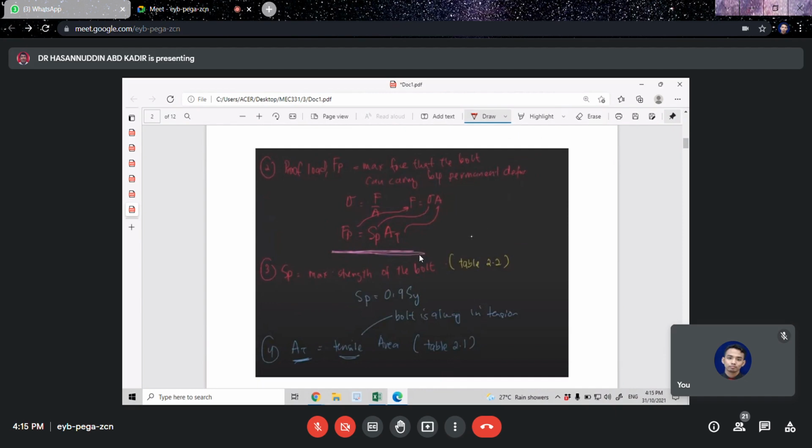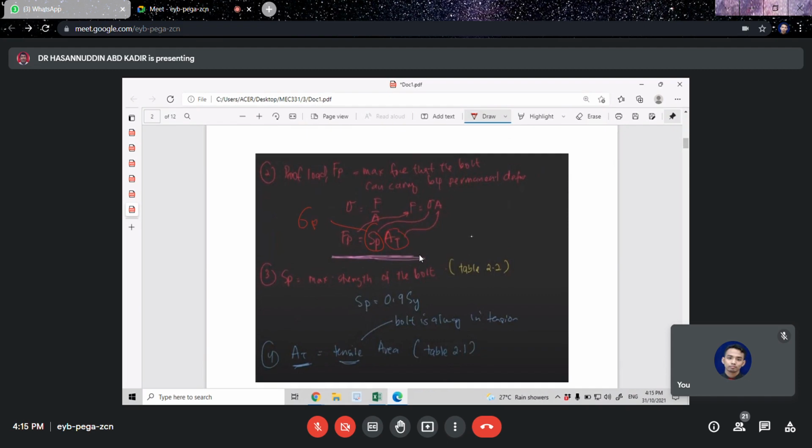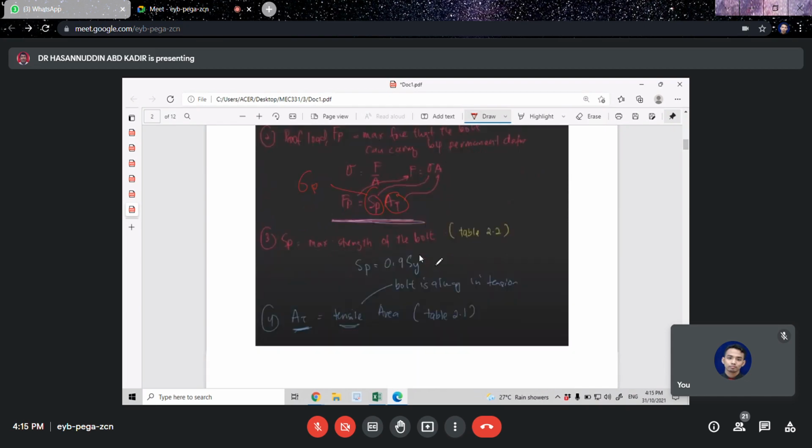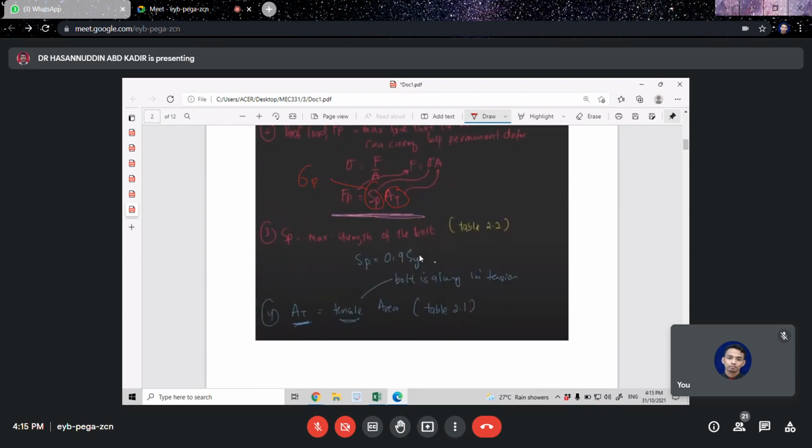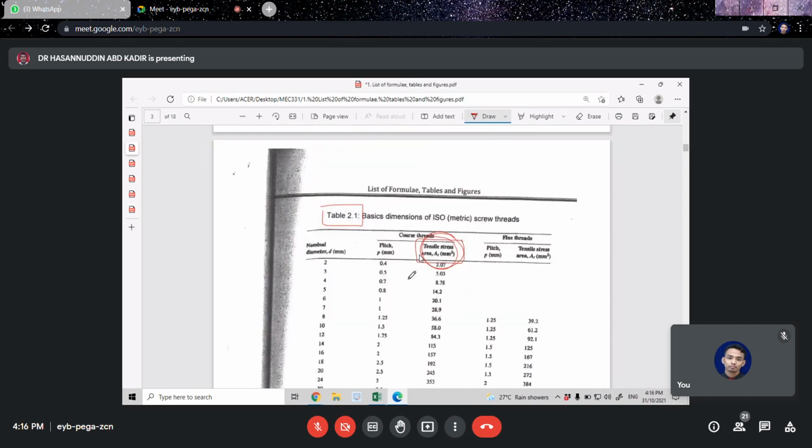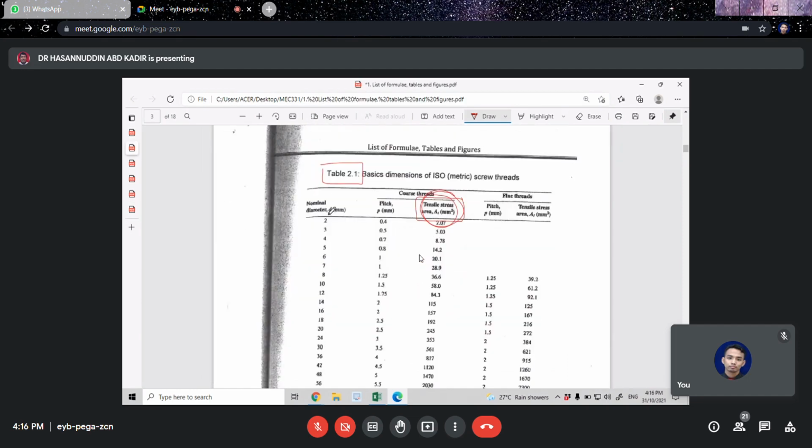Okay, this one I call before, ataupun we can have this one as sigma P lah. Okay, this one sigma P. AT ni basically we can get from the table. So SP ni almost 0.9 multiply with SY, sigma yield. Okay, SP either we can get from the table 2.2. The AT also we can directly get from the 2.1 table. Contohlah kita nak cari, dia give you some diameter here. Then you need to find the value of AT. You can find, let's say lah, okay, the nominal diameter is 6, and then you can find the value of the AT is 20.1. Macam tu.